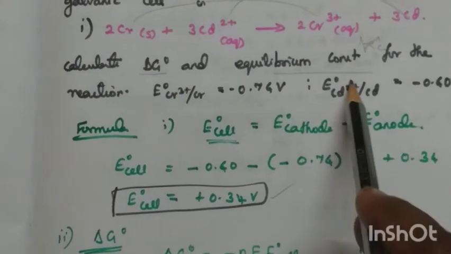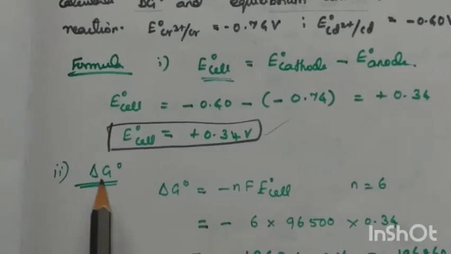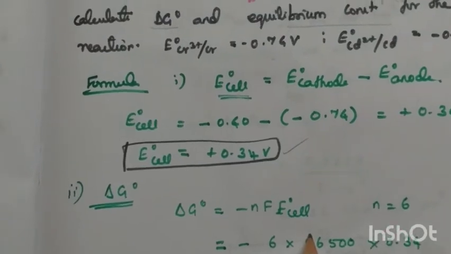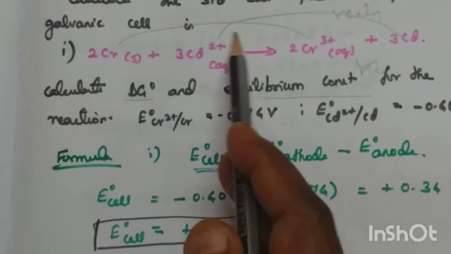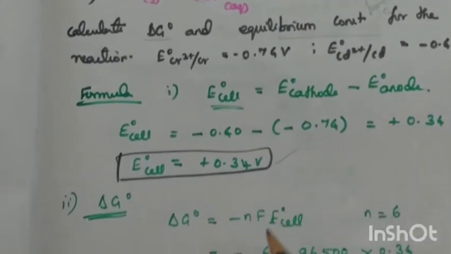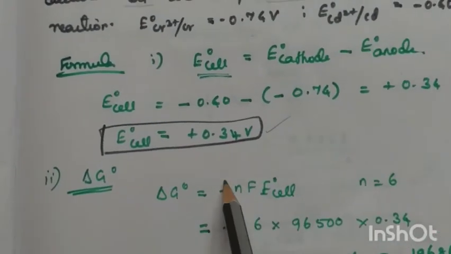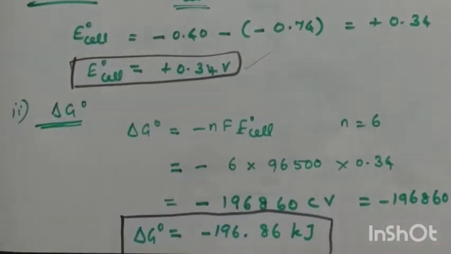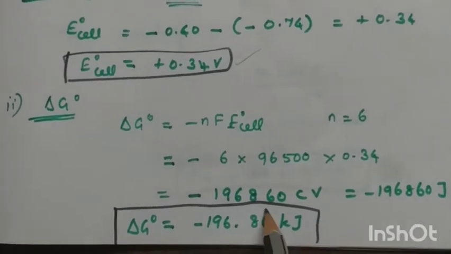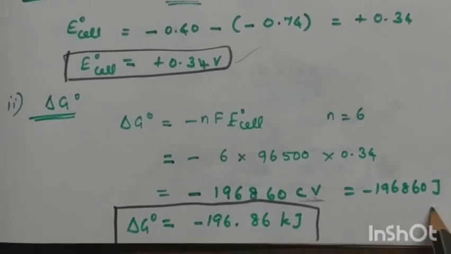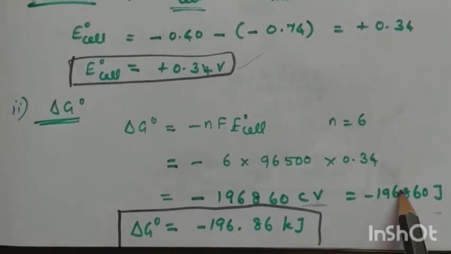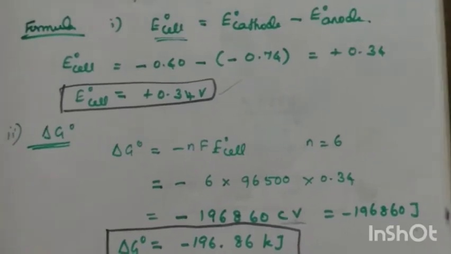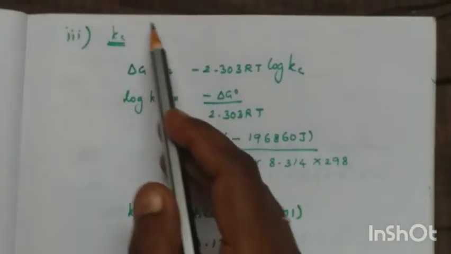Delta G naught and equilibrium constant we have to calculate. Delta G naught is equal to, what is the formula? Minus nF E naught. How many electrons are transferred here? Consider the reaction, 3 twos are 6. So how many electrons transferred? 6 electrons. So n is equal to 6 into Faraday 96,500 into 0.34. Multiplying all these values, we get coulomb volt, which is nothing but a joule. Converted into kilojoule, after 3 digits you have to put a point, that is 196.86. Next we are going to calculate the Kc.